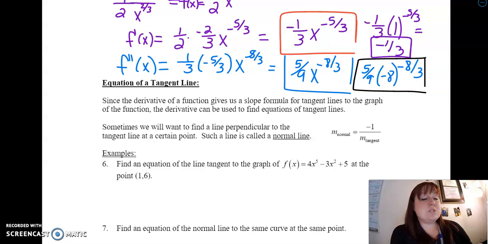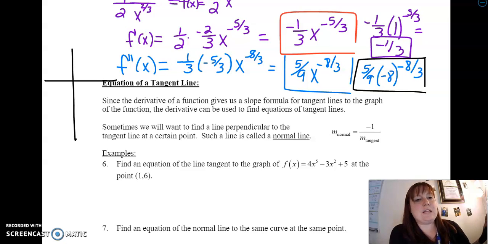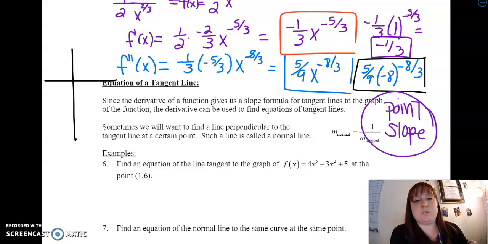So we use the derivative to find the slope, and then we use the point on the function where it touches the function to get the point that we need, right? Because to write any equation for any line, I need two things. I need a point, and I need a slope. And then I'm just going to use point slope form to do that.